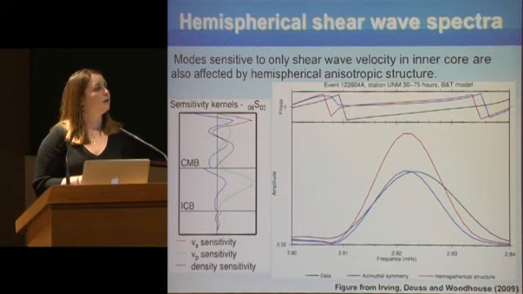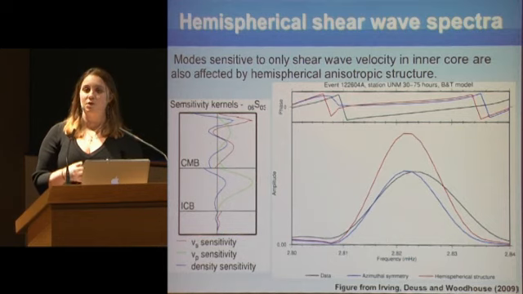And again, the forward calculation tells us that if we put hemispherical anisotropy into the inner core, we see big differences. So these modes will be a good way for us to look for hemispherical shear wave anisotropy.